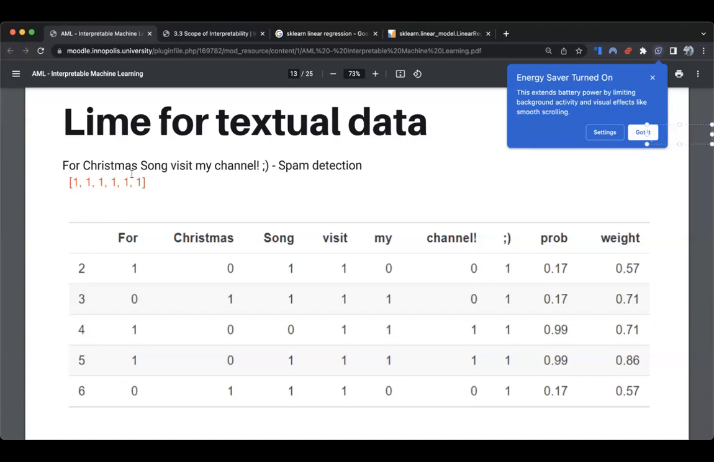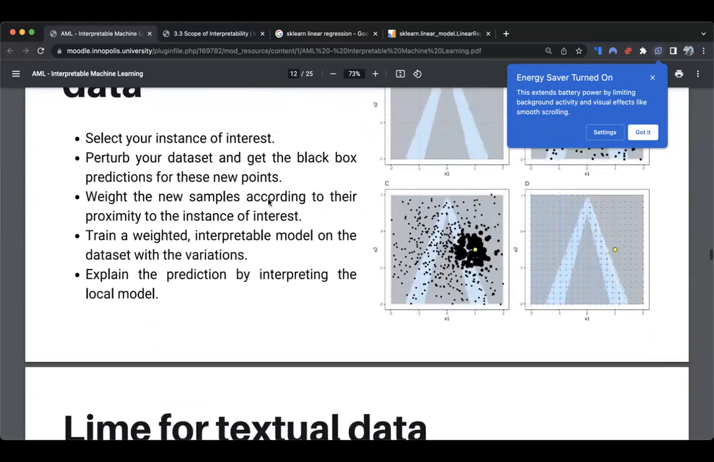Christmas is also a Boolean feature. Song is a Boolean feature. Visit is a Boolean feature. My is a Boolean feature. Channel is a Boolean feature. And even the wink is a Boolean feature. How do you go to step 2 of creating or perturbing this new random data set?